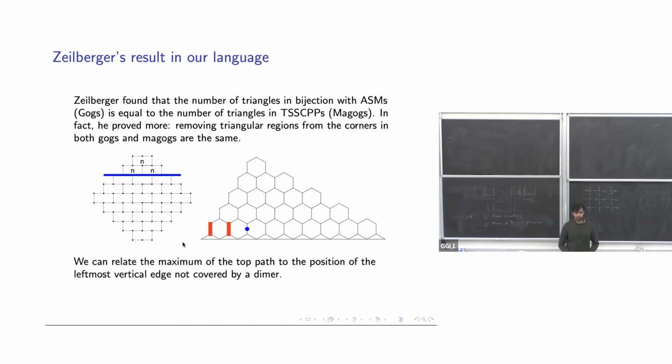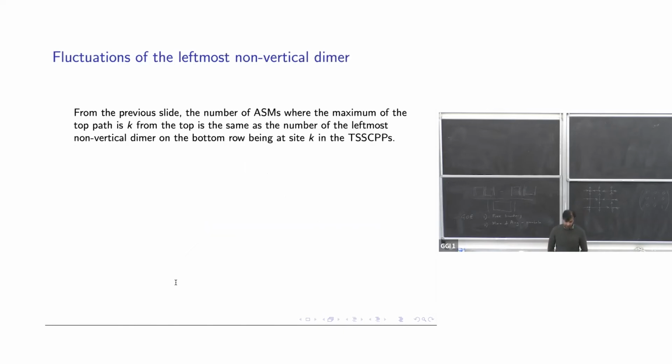So in particular, if we look at the maximum of where this top path goes, this just corresponds to looking at the first time where we don't have a vertical dimer covering this vertex. Okay, so we can relate the maximum of the top path to the leftmost vertical edge not covered by a dimer. So these two things have the same statistics. Right. And because they have the same statistics, when you divide by the partition function, they have the same probability. So they're equal in probability.